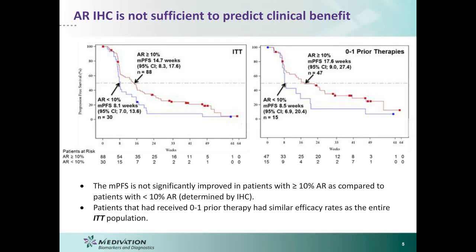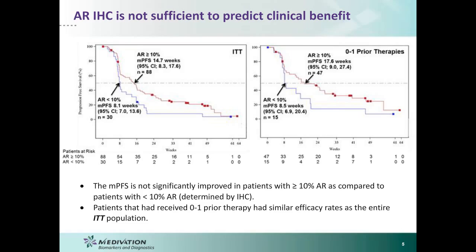One of the initial hopes was that IHC would allow us to evaluate and identify those women that would benefit from the drug, as androgen receptor, the drug target, can be easily stained for. And what we see in these plots, first on the left in the intent to treat population, is that staining at a threshold of greater than 10% produces some but still modest benefit, with progression-free survival extending from 8 weeks to 14.5 weeks at 50% survival.